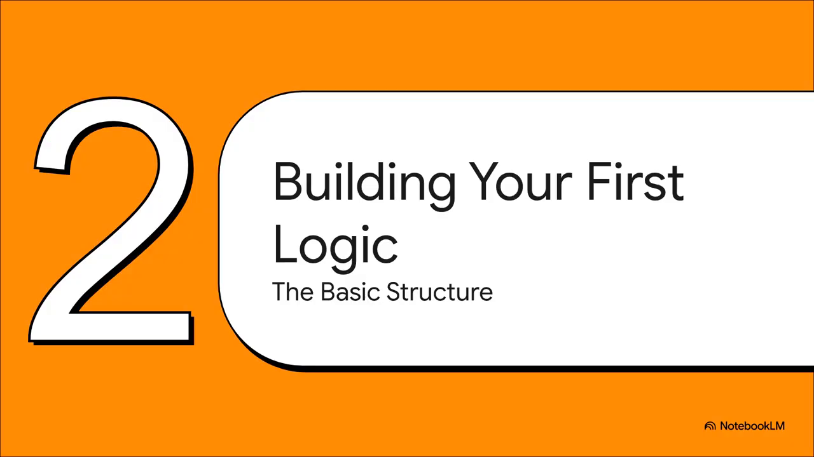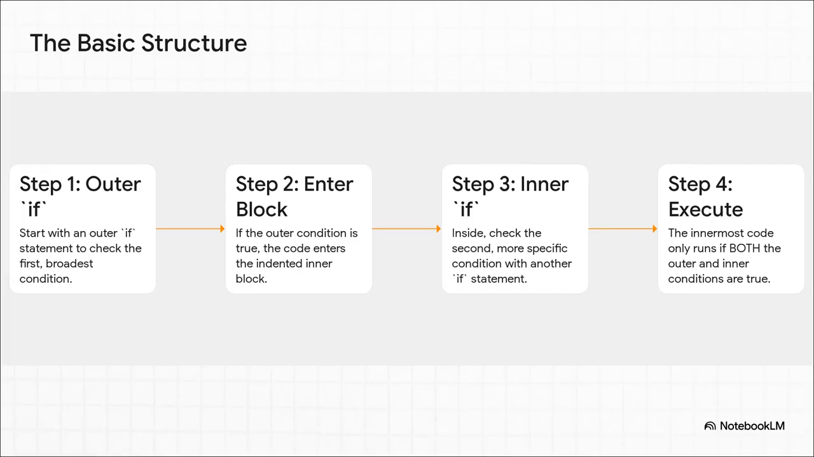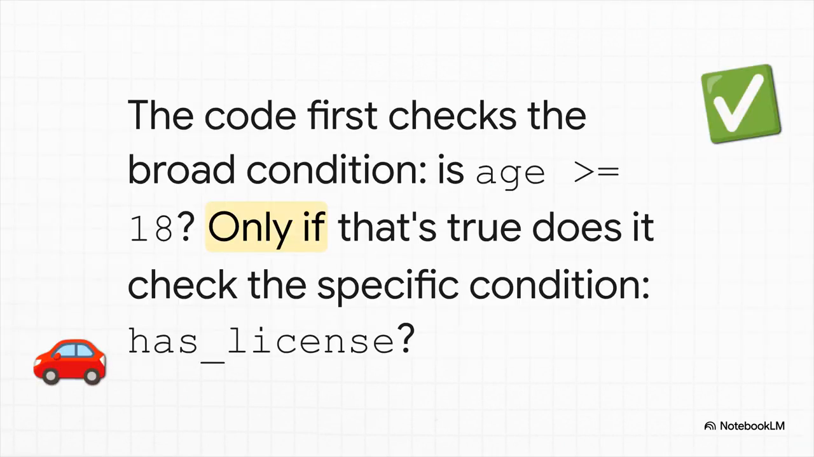Okay, so what does this logic tree look like in actual Python code? Let's get our hands dirty and break it down step by step. So you see the flow here, right? You start with that big outer if. That's your first gatekeeper. Only if that condition is true does the code even bother to look inside at the next if statement. And that little bit of code at the very end, it only runs if you get past both gatekeepers.